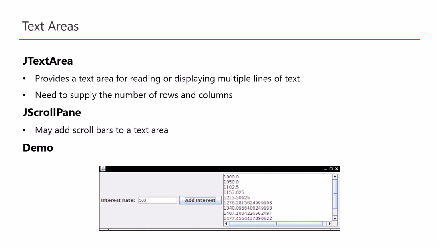Let's talk about the text areas. JTextArea provides a multi-line text input or display field. You can specify the number of rows and columns to set its initial size. It is very common to use JScrollPane to add scroll bars to a text area. When the text content overflows the visible area of the text area, the scroll bars allow the user to navigate the content.